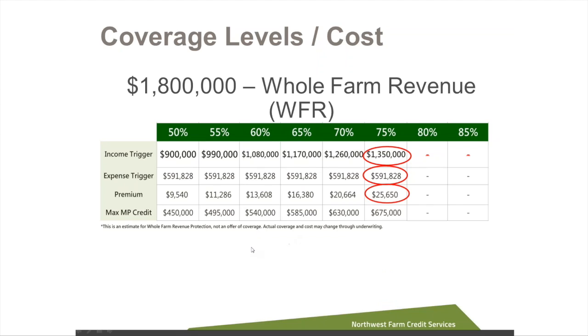What does this cost? Well, typically, in this case, it is about 1.4% of the whole farm revenue. You may say, well, that's pretty inexpensive. Well, it's because it's highly subsidized.